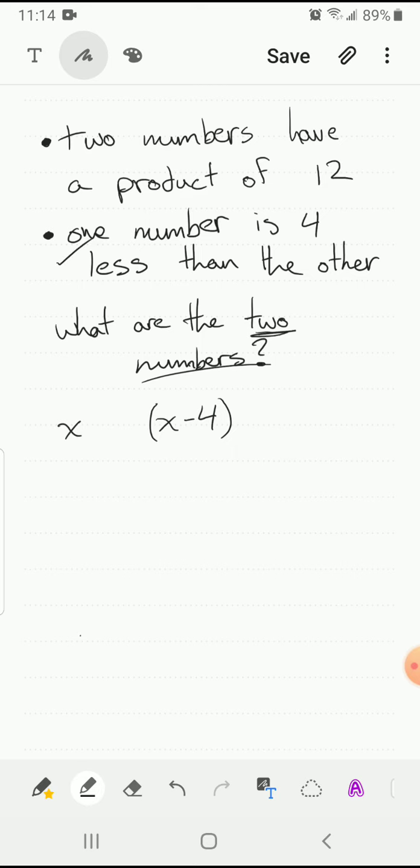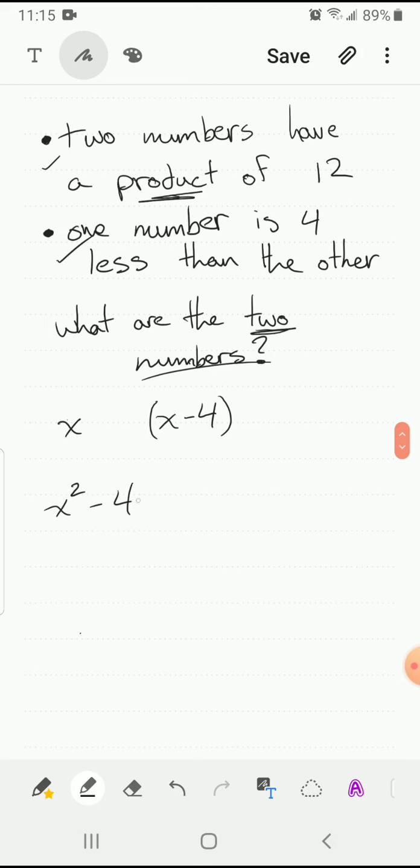So we've used this piece of information. Now let's use this piece. It says they have a product of 12. Well, in order to have a product, you need to multiply. So we're going to multiply these two together. x times x gives us x squared. x times negative 4 gives us negative 4x. And it says the product is 12. So when you multiply them together, you get a product of 12. That means x squared minus 4x should equal 12.